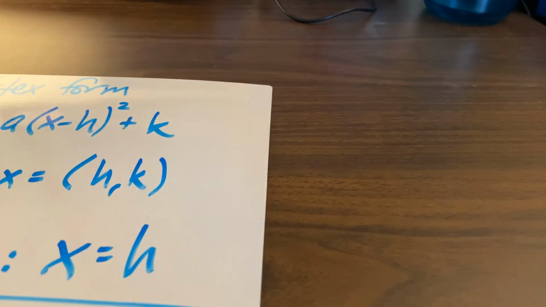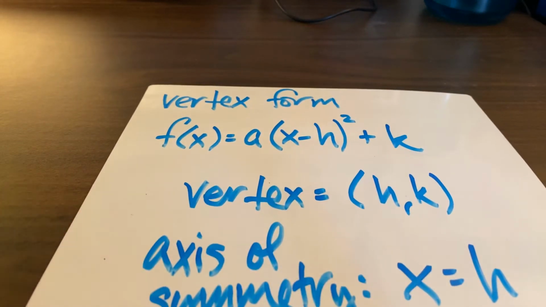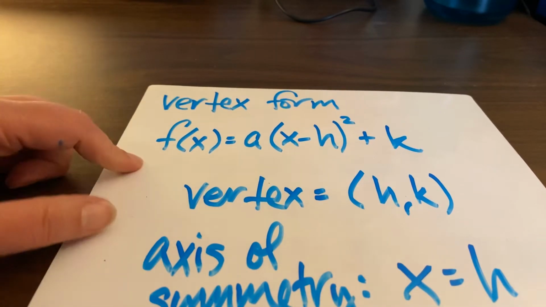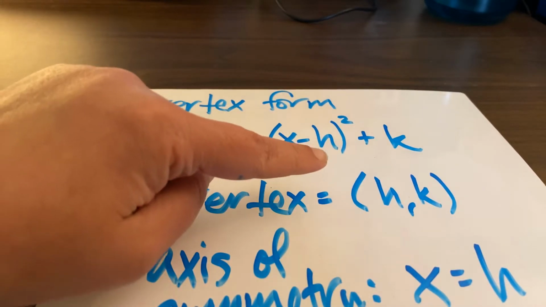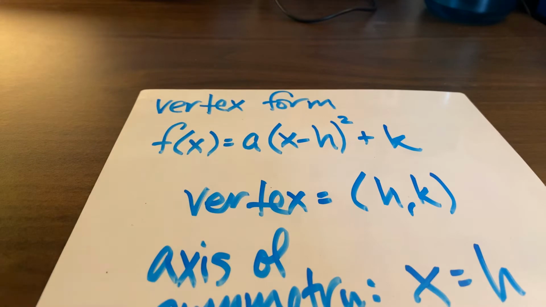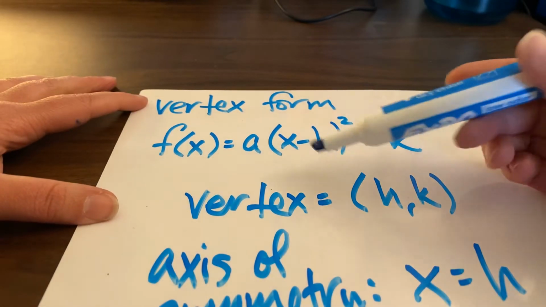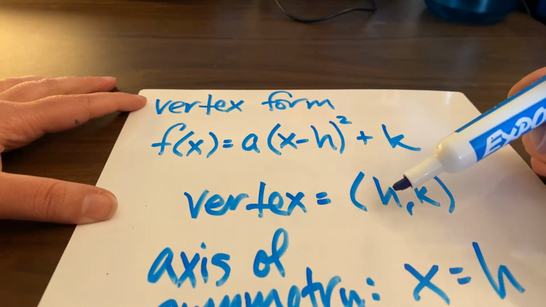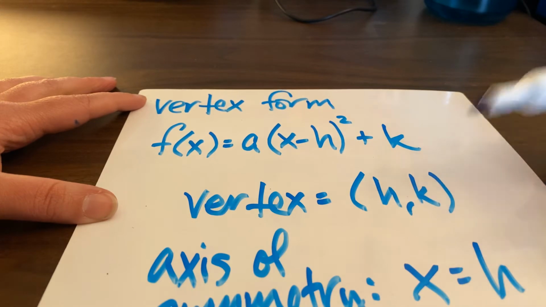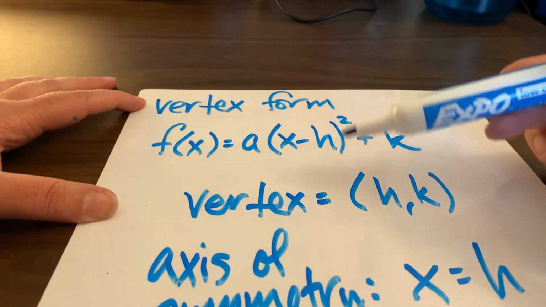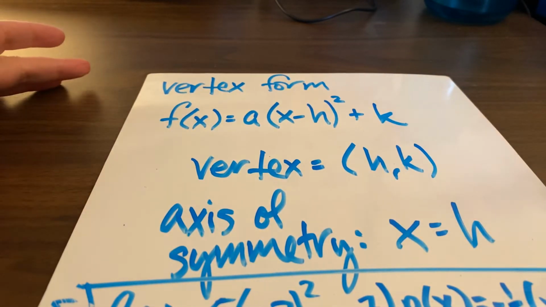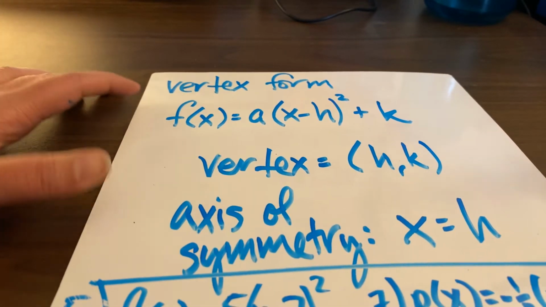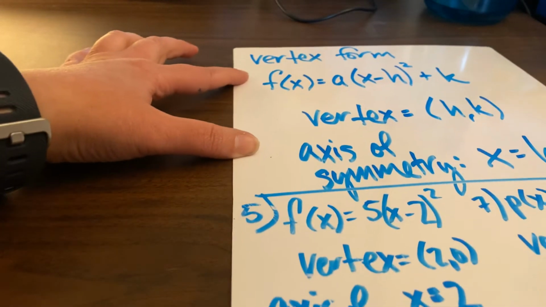Let's talk now about vertex form of a quadratic equation. Vertex form looks like this: f of x equals a times the quantity x minus h squared plus k. And your vertex is given by h and k. And then your axis of symmetry is x equals h. That's it. So let's try a couple examples here.